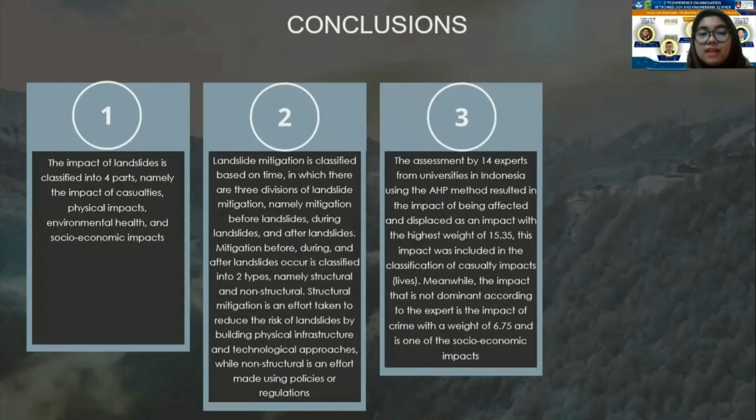Structure mitigation is an effort taken to reduce the risk of landslide by building physical infrastructure and technology approach, while non-structure is an effort made using policies or regulation.